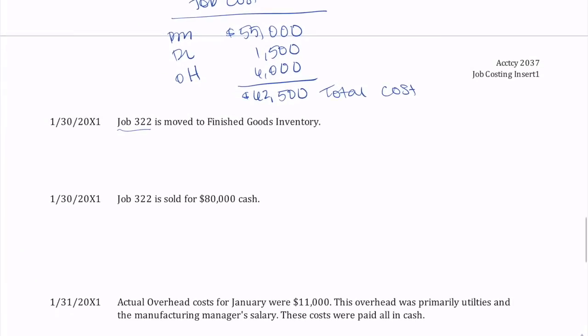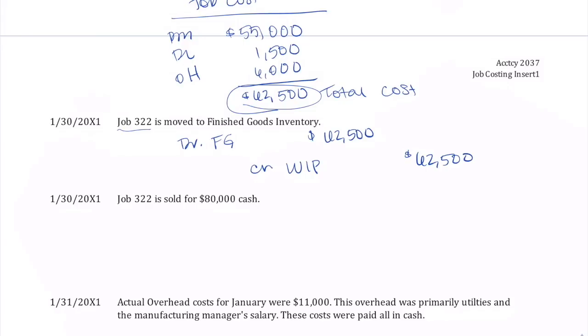So when they tell me that job 322 is moved to finished goods inventory, this is what's in the WIP account right now related to that job. And I need to move it from the WIP account into finished goods. So I'm going to take it out of the WIP account with a credit. I'm reducing that asset, that inventory account, and I'm just putting it in a different inventory account called finished goods. And the amount is all the costs of that job that have been piling up in the WIP account.